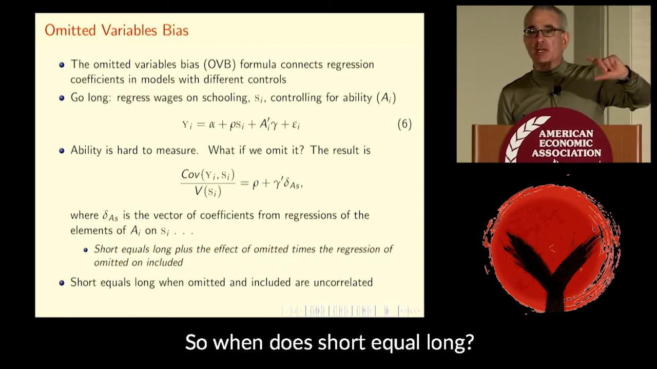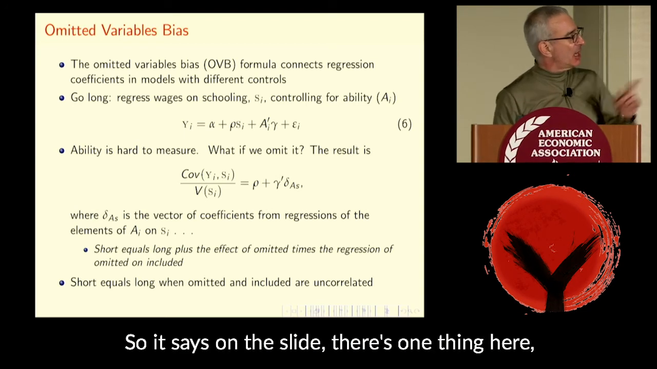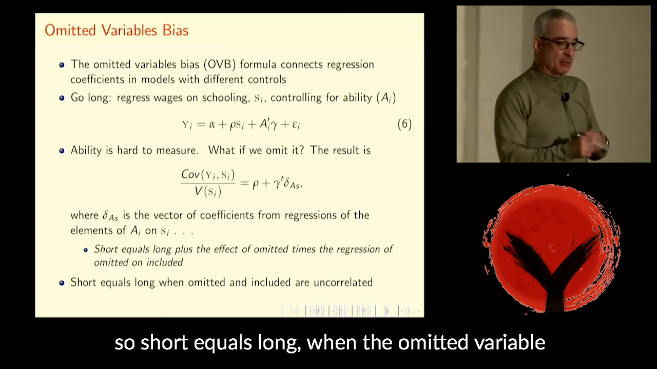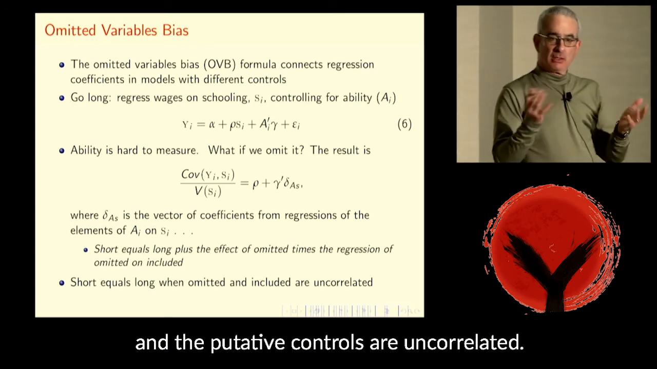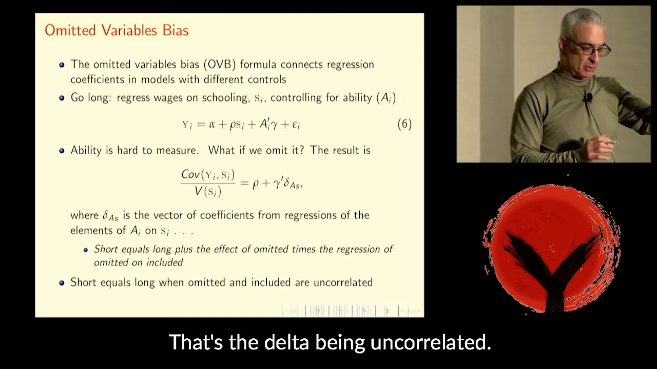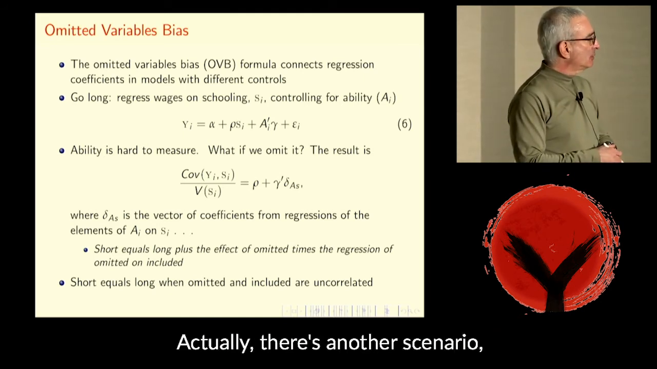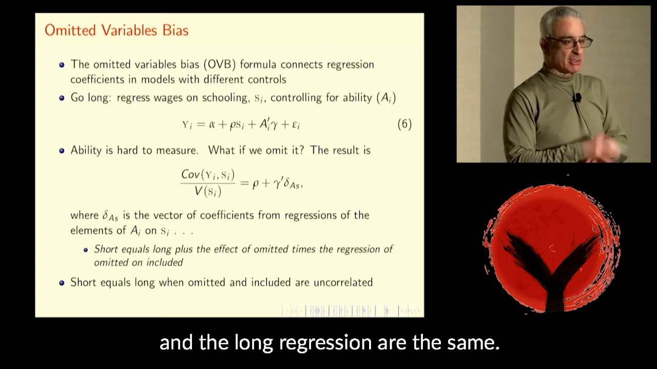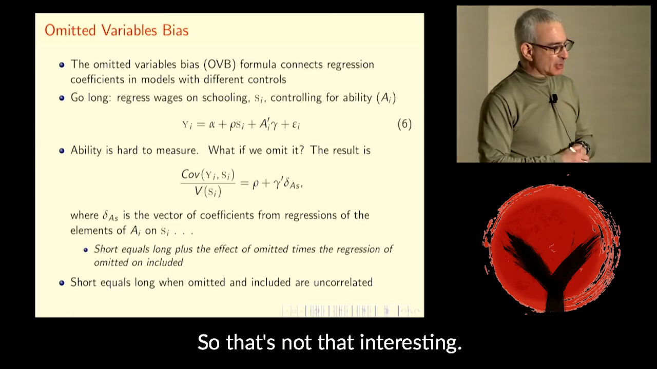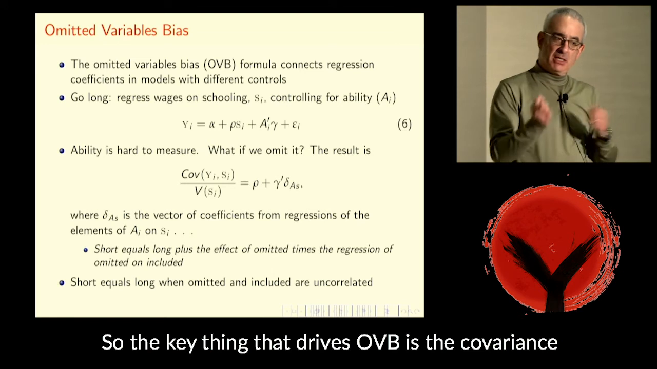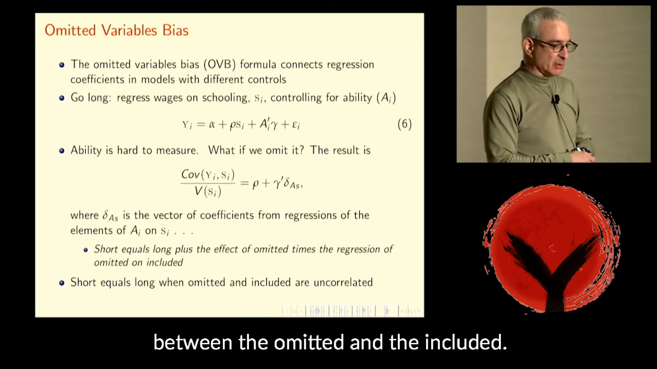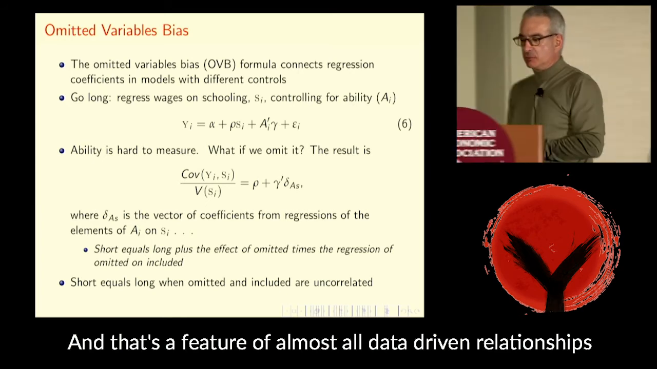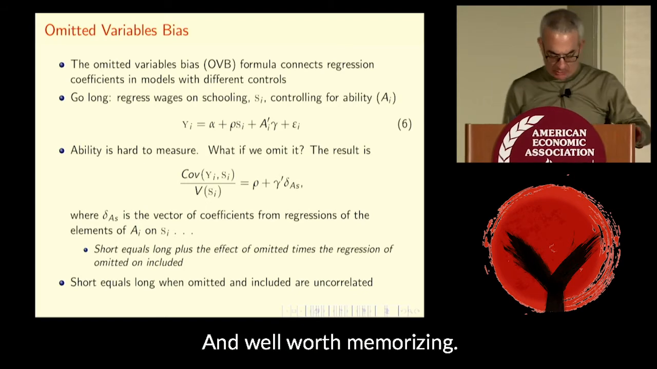So when does short equal long? So short equals long when the omitted variable and the putative controls are uncorrelated. That's the delta being uncorrelated. Actually, there's another scenario, which is if the gamma turns out to be 0. But then that's like saying the short regression and the long regression are the same, so that's not that interesting. So the key thing that drives OVB is the covariance between the omitted and the included. And that's a feature of almost all data-driven relationships in the world, and well worth memorizing.